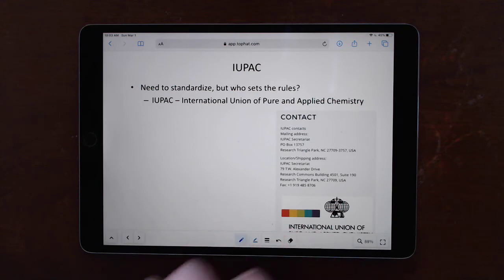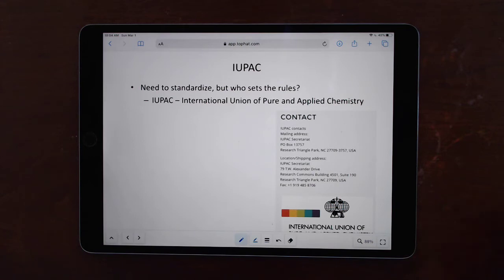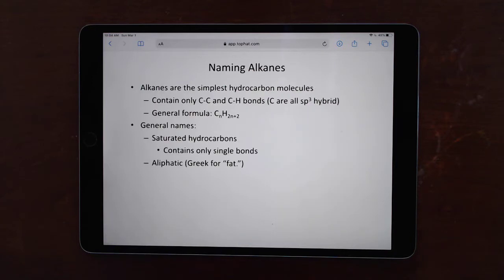But they set the rules for this, and the idea is, can we make a naming scheme such that no matter how you draw the molecule, if you draw a molecule a bunch of different ways, it will all have the same name, so that there's no ambiguity. And so if everybody knows the rules, when we write a paper, somebody 3 states away or 3 nations away would be able to understand it.